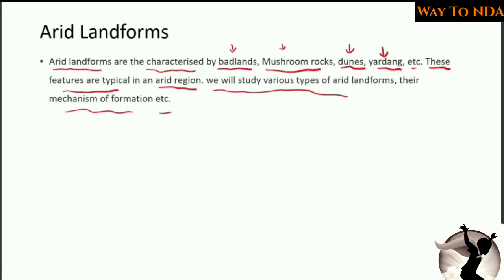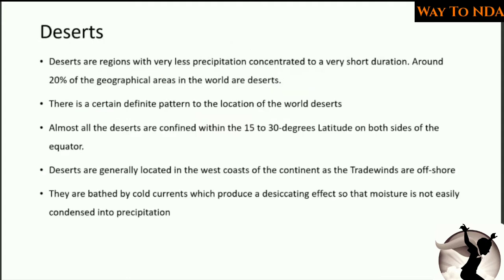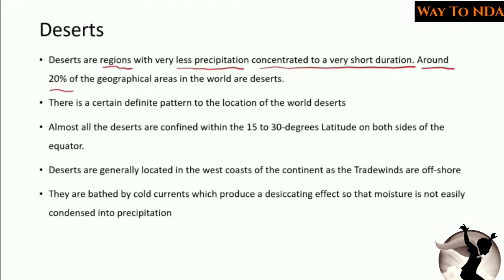Now let's see what deserts are. Deserts are regions with very little precipitation, concentrated in a very short duration. They will have a very short duration of precipitation, that is the rain. 20% of the geographical area in the world is deserts. Remember, this is very important.